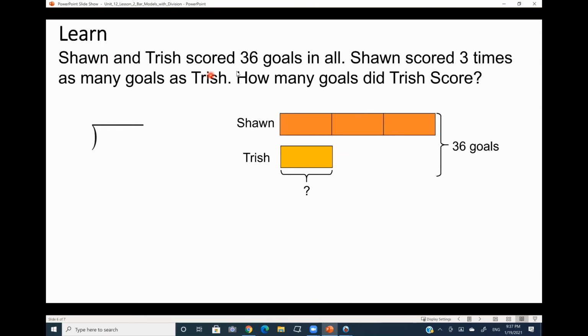As a final challenge, let's solve this problem in your class. Sean and Trish scored 36 goals in all. Sean scored 3 times as many goals as Trish. How many goals did Trish score? So have a good discussion with your class and decide how to use this bar model to solve the problem.